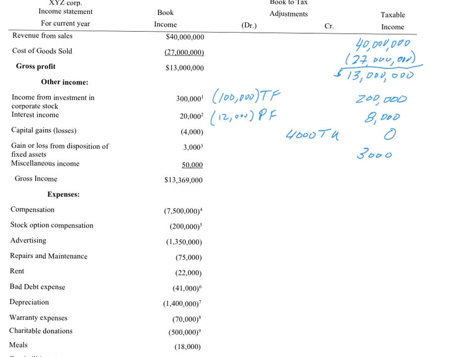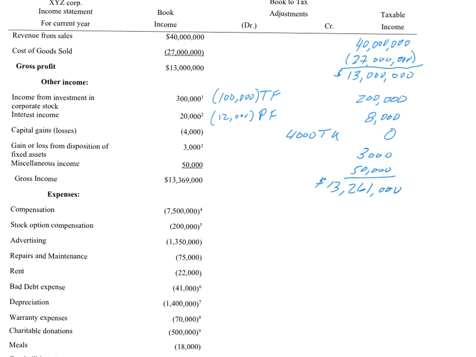All right, what about miscellaneous income? There's no note about miscellaneous income, and there's nothing fundamentally concerning about miscellaneous income from a tax perspective. So there's no change there. So what that does is then give us the ability to calculate gross income from a tax perspective. And gross income from a tax perspective is $13,261.